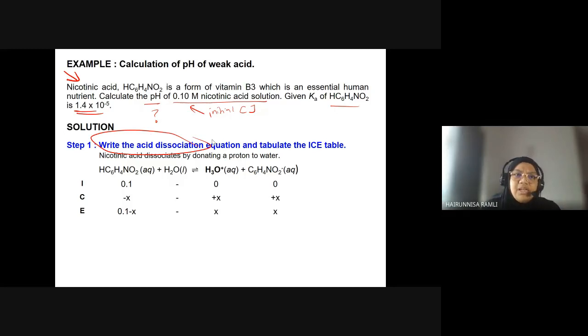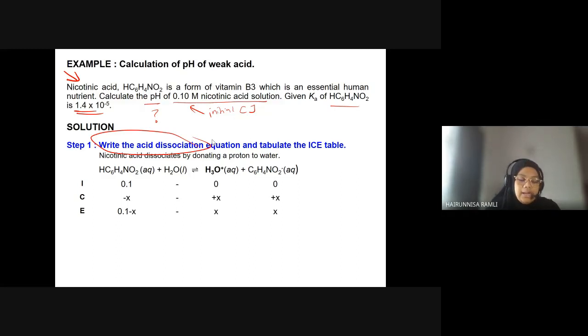Lepas tu cakap, macam mana kita nak tahu ni weak acid ke strong acid? Okay, dia macam ni. Saya pun tak pernah hafal. Weak acid sangat banyak. Weak acid ke weak base, kalau you buat ada conjugate tu kan. Conjugate acid, itu acid juga. Kalau ada conjugate base, base juga.